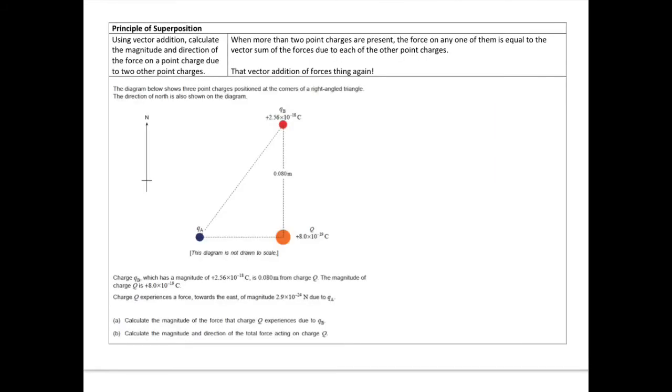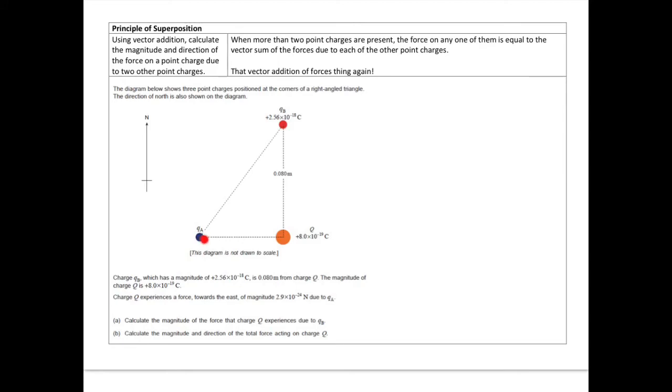Okay, now we're going to combine Coulomb's law with some vector addition. The fancy name for this is the principle of superposition. But basically what that means is you need to be able to, using vector addition, calculate the magnitude and direction of the force on a point charge due to two other point charges. Got an old exam question here to show it.